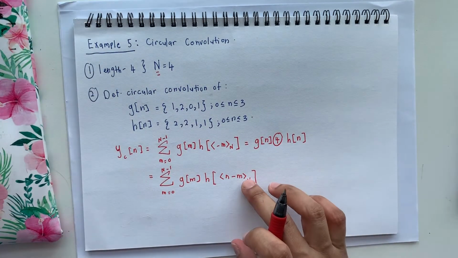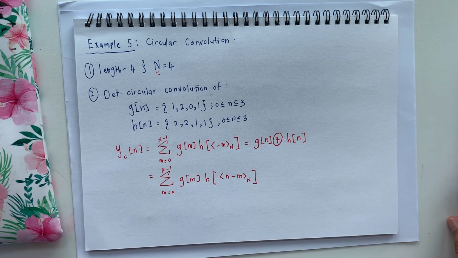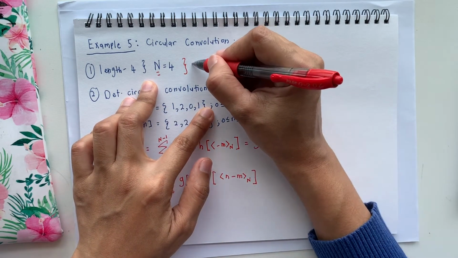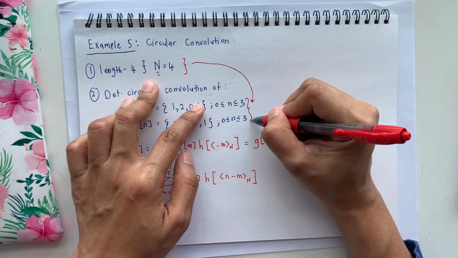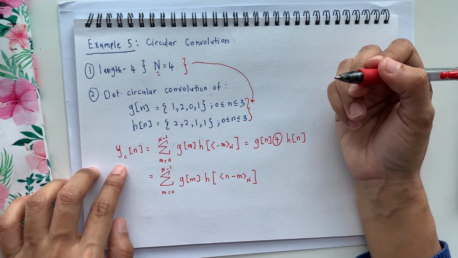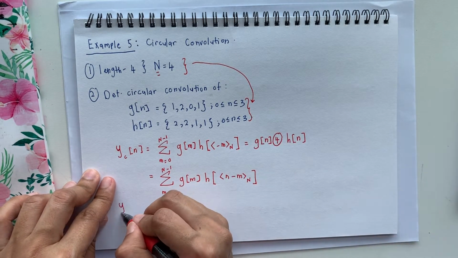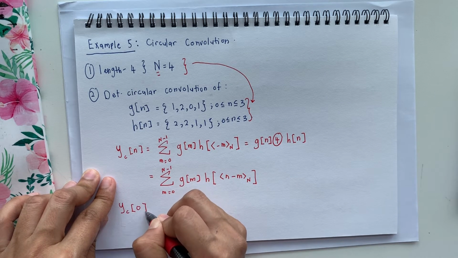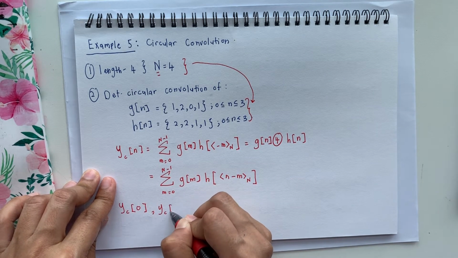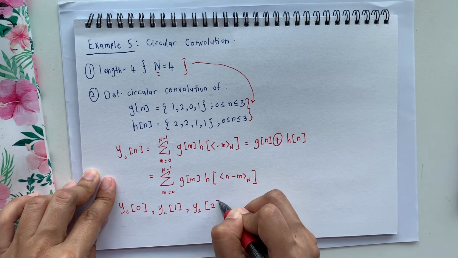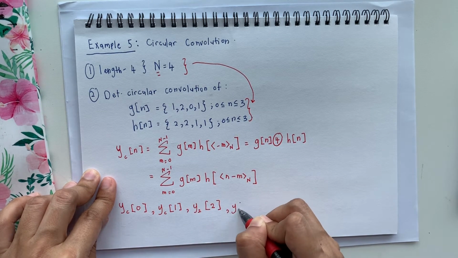Now we have this equation. What you have to do next is, from this capital N, you know that the range is from 0 to 3. So basically, YC n you have to find for YC0, YC1, YC2, and YC3.